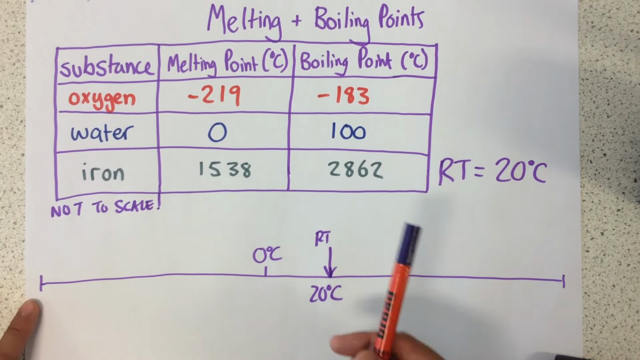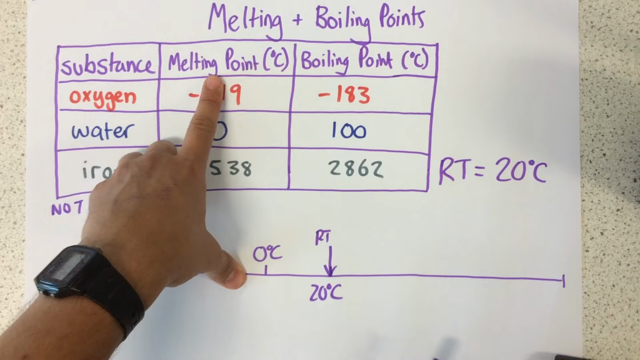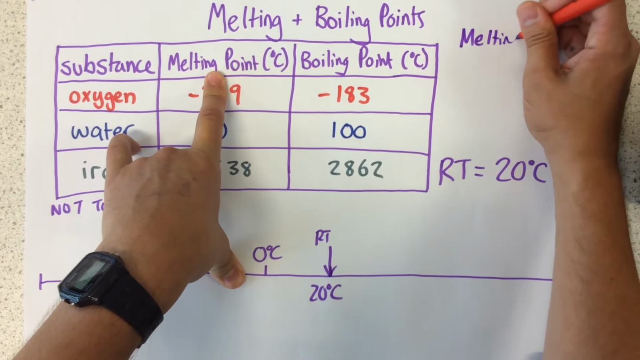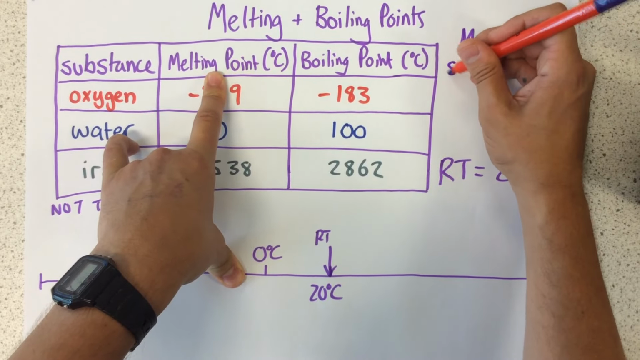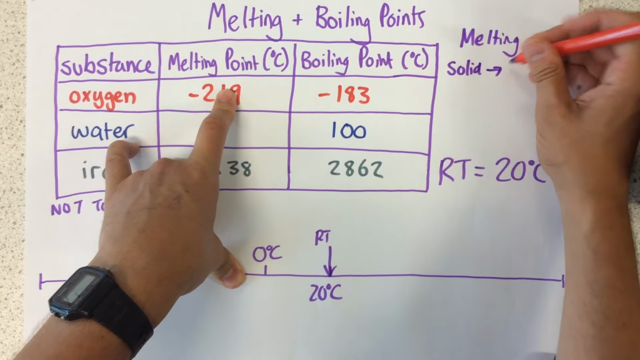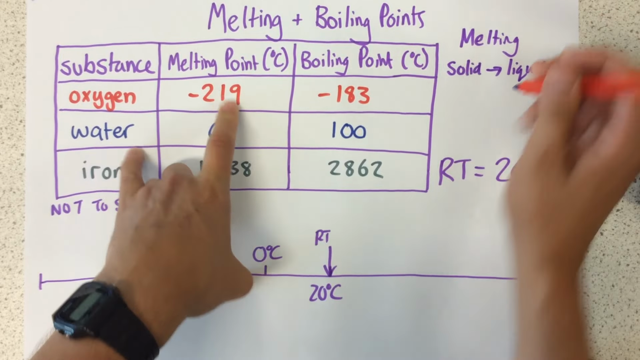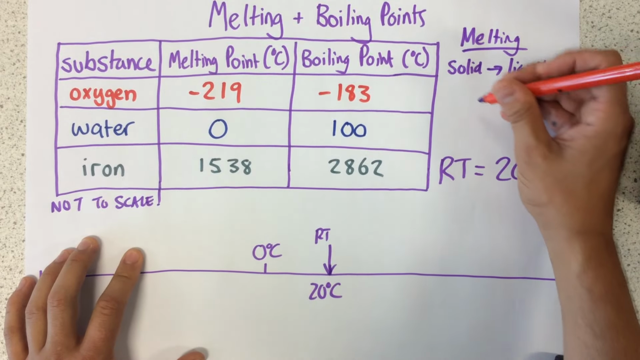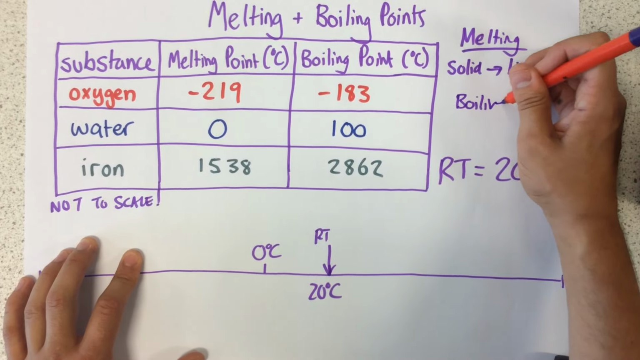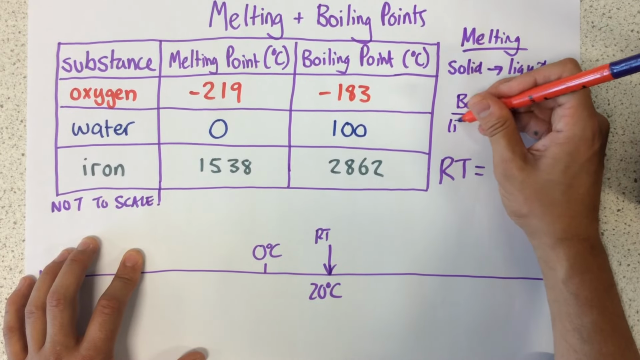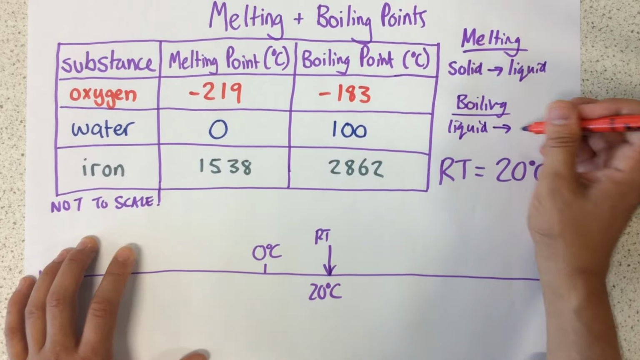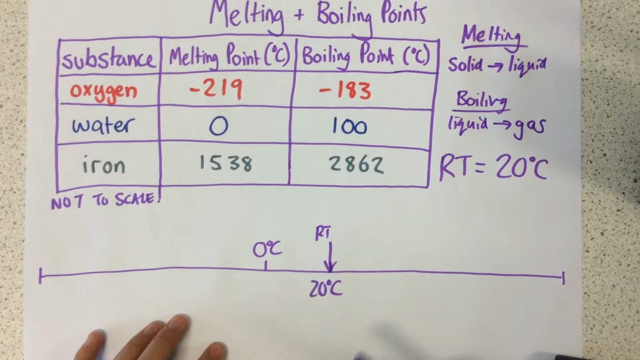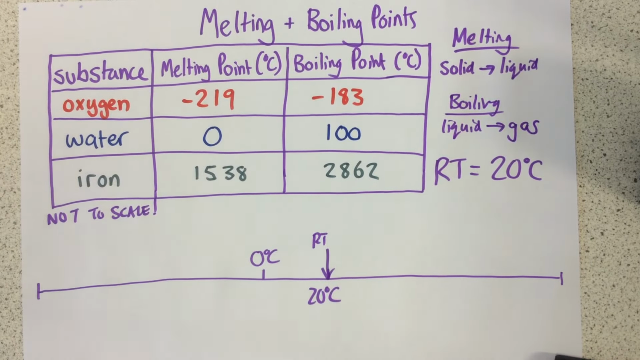Before we move on, we need to know what melting and boiling actually mean. Melting is when a solid turns into a liquid, when the particles are given enough energy to overcome the forces. The boiling point is when the particles have enough energy to overcome the forces in the liquid in order to become a gas. So boiling is turning from a liquid to a gas. Okay? So let's start off with oxygen.